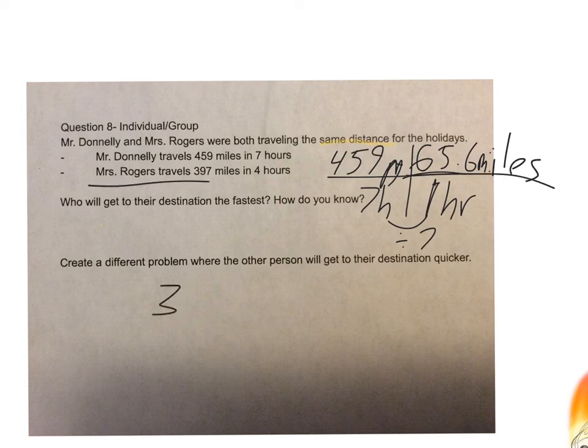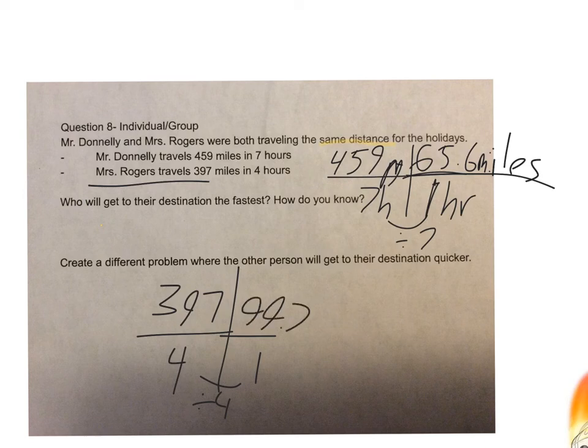And then Mrs. Rogers would be 397 over 4 hours. So then you just divide by 4 to get 1, and then you do 397 divided by 4 into your calculator. Oh my goodness, 99.25. Mrs. Rogers has some serious speeding issues, so I don't know that she'll make it to her destination. However, in theory, Mrs. Rogers ends up getting there first. How do you know? Because she drives 99 miles an hour.